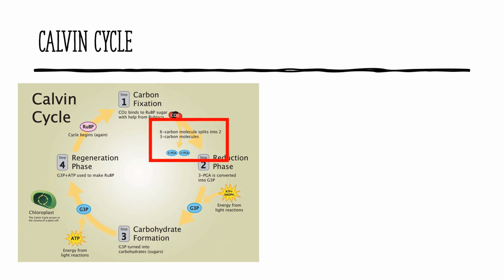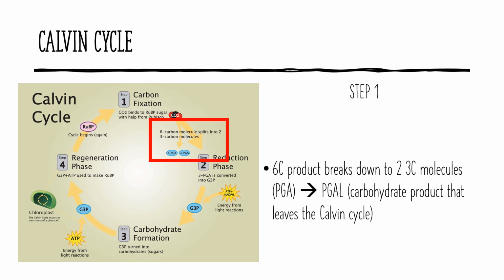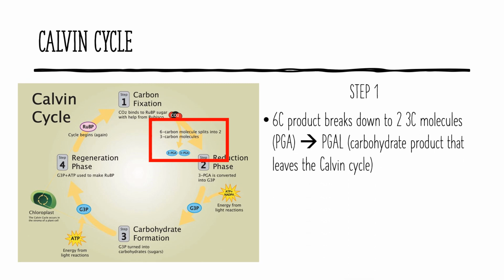Now, the 6-carbon product of the initial reaction immediately breaks down into 3-carbon molecules, which we call PGA. Further steps convert PGA to PGAL, which is the carbohydrate product that leaves the Calvin cycle. So PGA stands for phosphoglyceric acid, while PGAL stands for phosphoglyceraldehyde. So that is the next step.